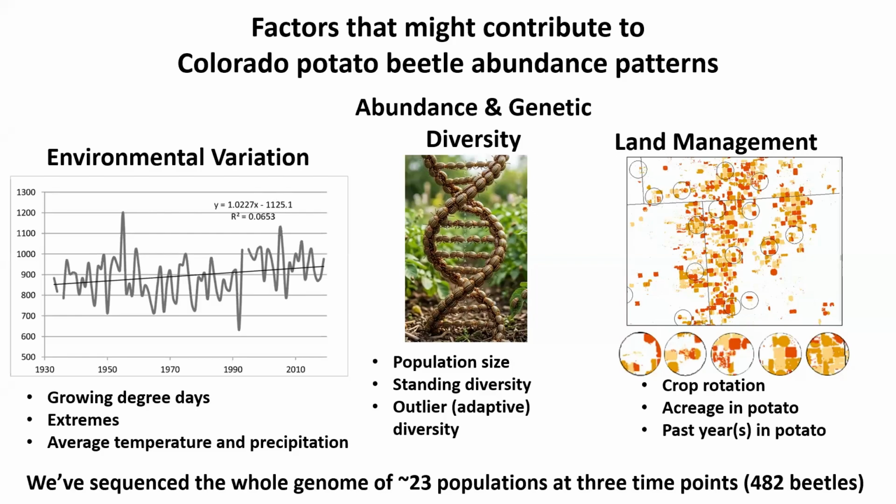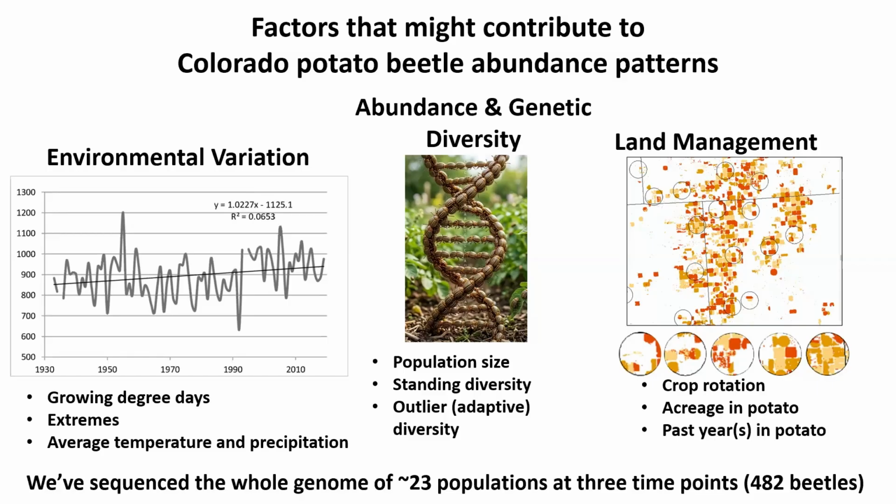And then we have information on land management. So how often is potato growing? Is there a lot of potato nearby? How is that potato rotated across time? This is actually a proxy for the intensity of management, the intensity and the amount of insecticides that's used. So that field management history is a proxy for selection strength, right?